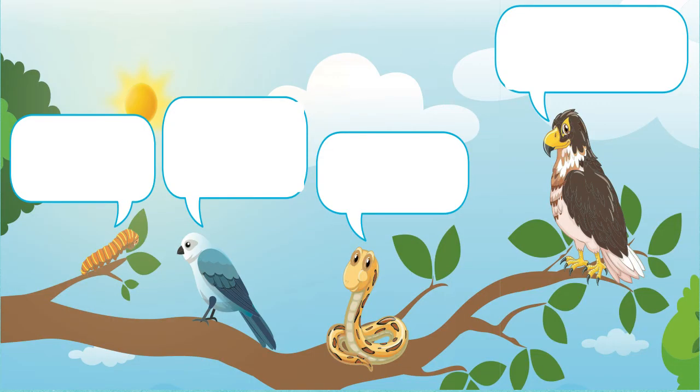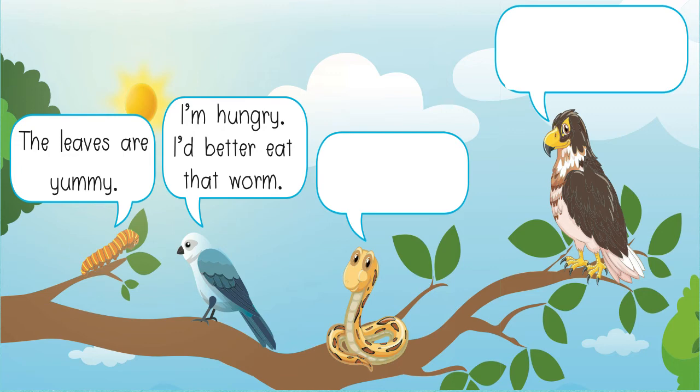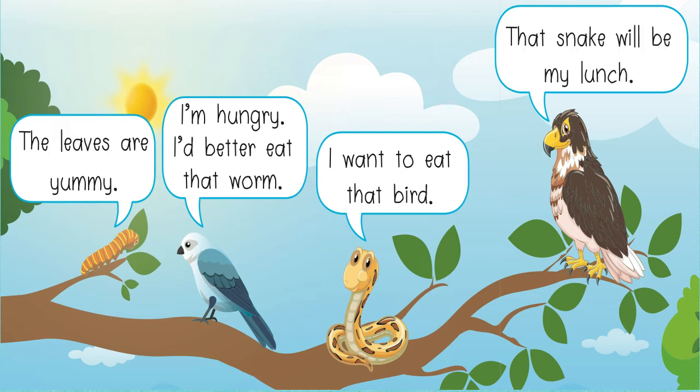Okay? Quick look for these 4 animals' conversation. We have the caterpillar. Let's see how this caterpillar speaks. The leaves are yummy. That's what the caterpillar says. The next one: I'm hungry, so I'd better eat that worm. That's what the bird says. Third: I want to eat that bird, the snake said. And lastly: that snake will be my lunch. This is still an example of food chain.